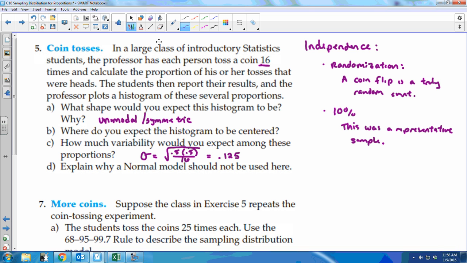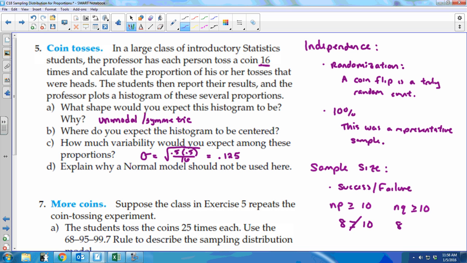All right. Then we have sample size. And we're checking success failure. So we have np, is that greater than or equal to 10, and is nq greater than or equal to 10? Well, p is 0.5, so q is 0.5. What's half of 16? So not so much, not greater than or equal to 10. So this condition is not met.